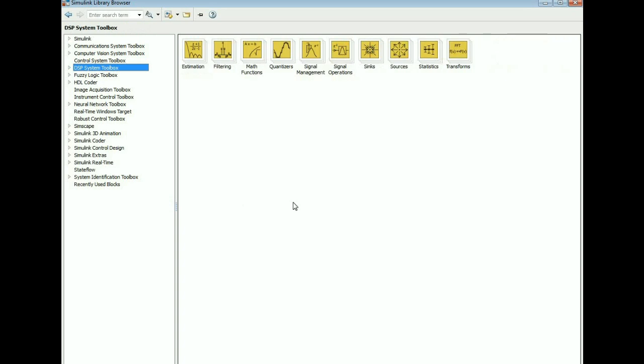Next, the DSP System Toolbox. This toolbox is required for digital signal processing. In daily life, almost all signals are digital. To process these signals or to find their Fourier transform, we need this toolbox in Matlab.